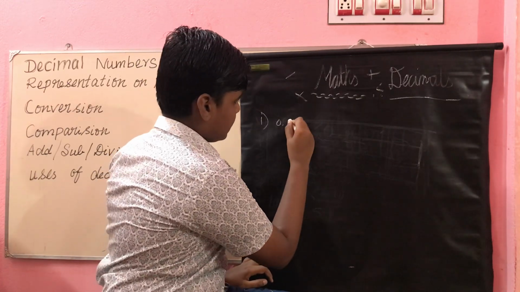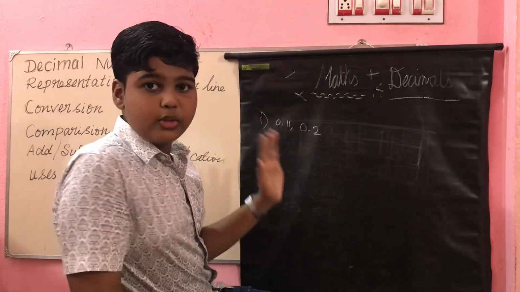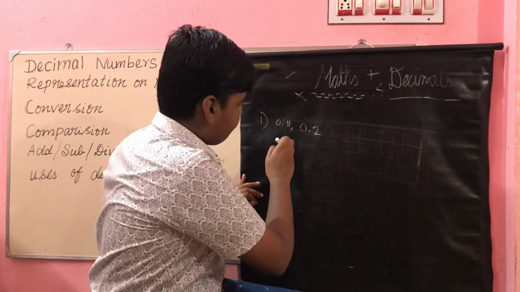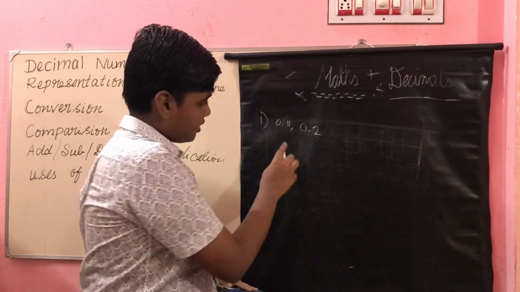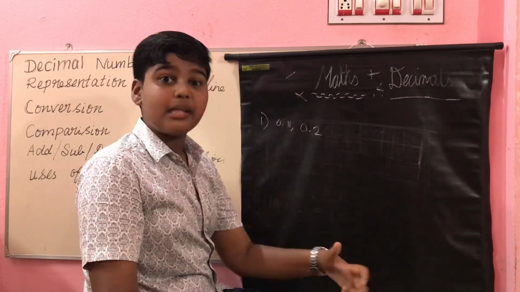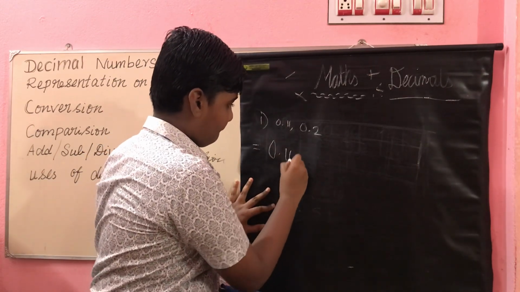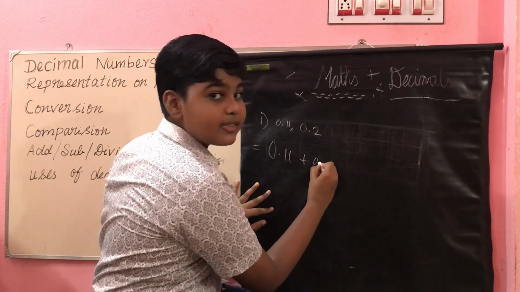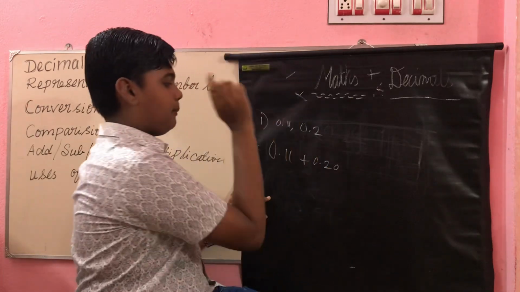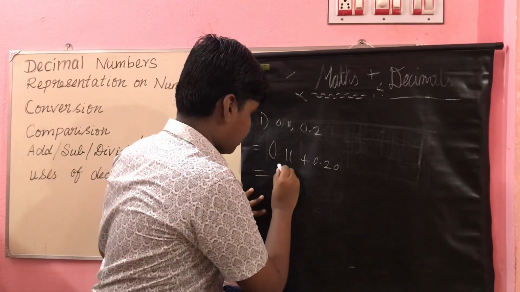0.1 plus 0.11 plus 0.2. So how to add these? You might say just add it directly, but one has 2 digits and another has 1 digit, so you can't add them directly. So it will be written like this. Plus, who comes? Our friend 0. He will be added to this number. Now add these numbers and you will get the answer 0.31.